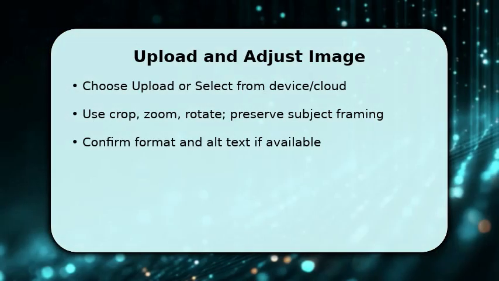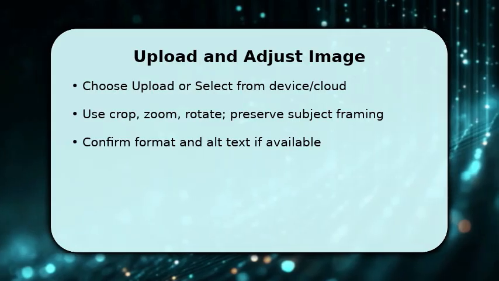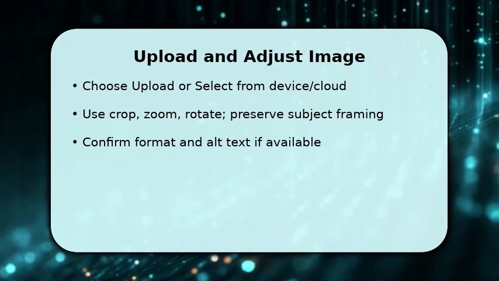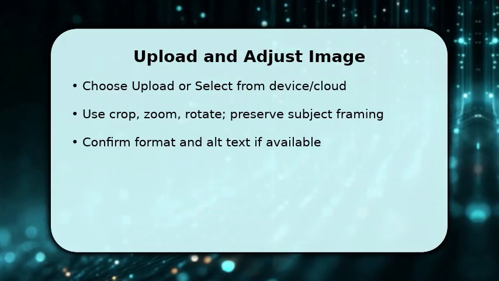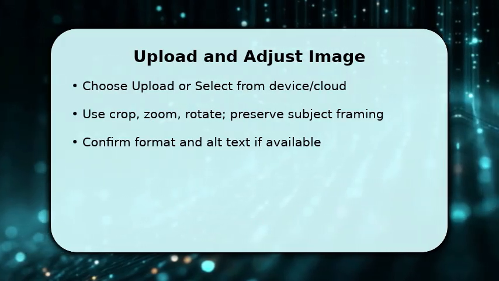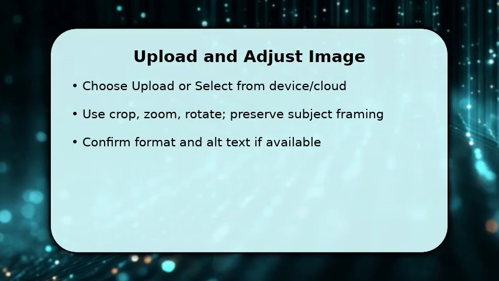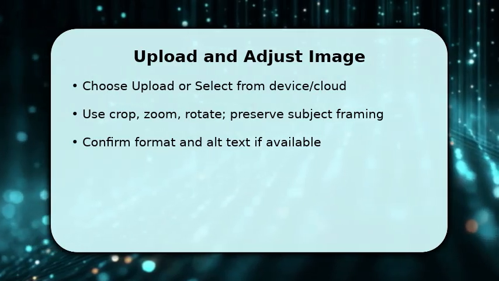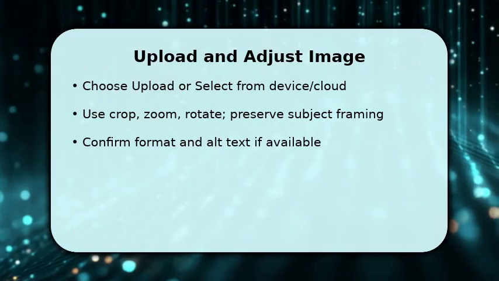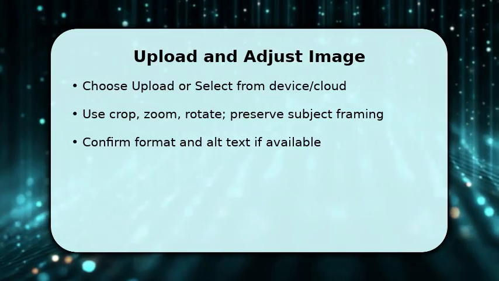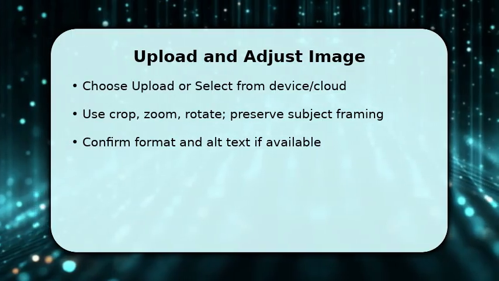You'll see options like Upload, Select from Device, or Choose from Google Photos. Pick the correct source and select your file. Once uploaded, use the Crop and Rotate tools to center the subject. This matters because Gemini may auto-resize. Make subtle zoom adjustments so important details aren't cut off, and if there's an alt text field, fill it to improve accessibility. After you're satisfied with the preview, press Save or Apply.